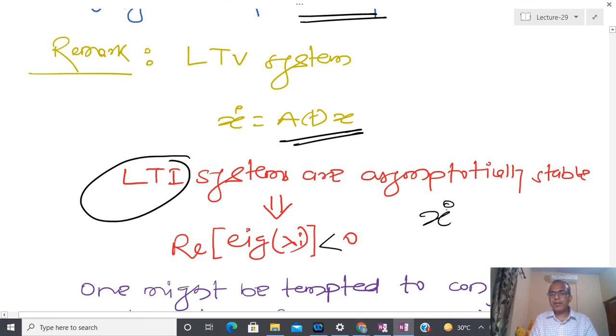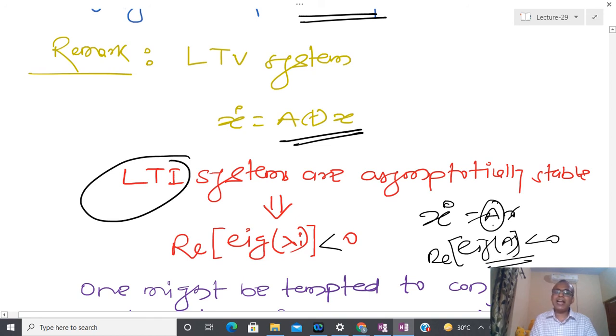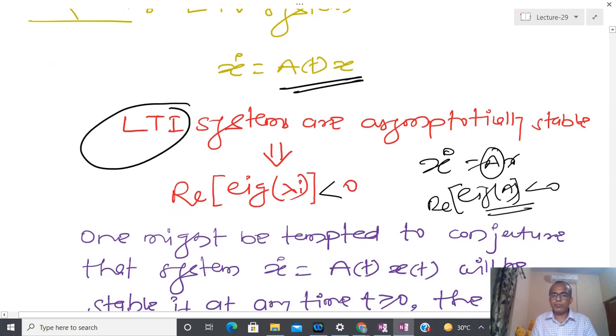So if I have a system like x dot equal to Ax, where A is not depending on time, then by seeing the eigenvalues of A, if the real part is strictly less than 0, then I can tell that x equal to 0, or the whole system, since this is a linear system, is asymptotically stable with respect to the equilibrium point. Now what I am going to do, I am going to generalize it and try to generalize it for the linear time varying system.